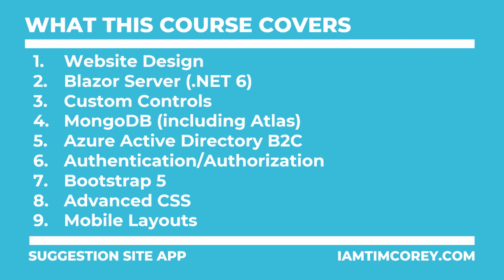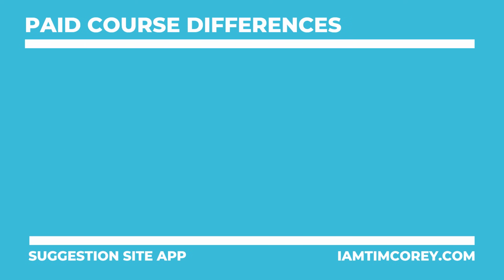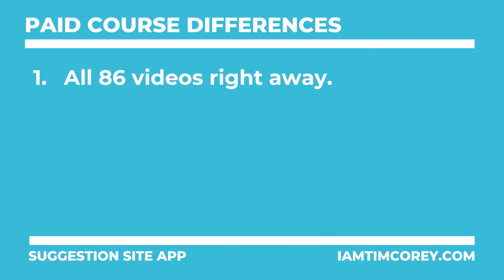Now, you may be wondering why there's a paid version still if MongoDB sponsored all the videos to come here for free. So let's talk about what the paid version still gets you. First of all, you get all 86 videos. Yes, that's right, 86 videos right away. Now on YouTube, what we'll do is drip them out over time, meaning we're not going to release all 86 videos today. And in fact, there won't be 86 videos on YouTube. All the content will come across onto YouTube.